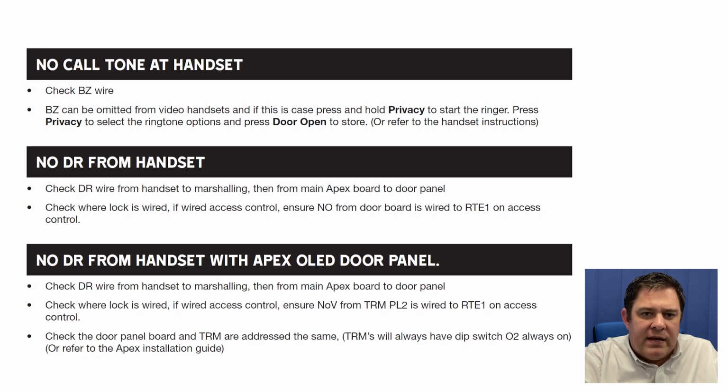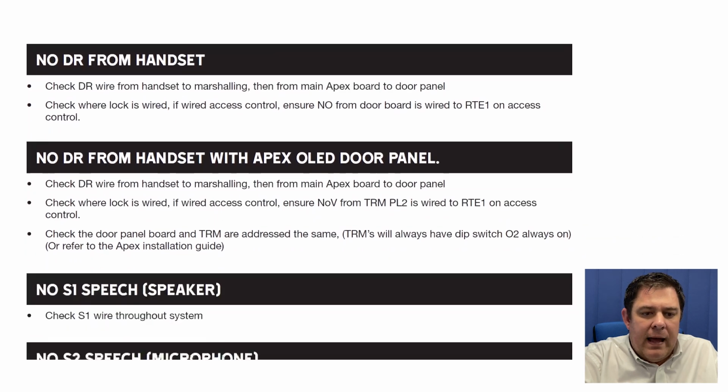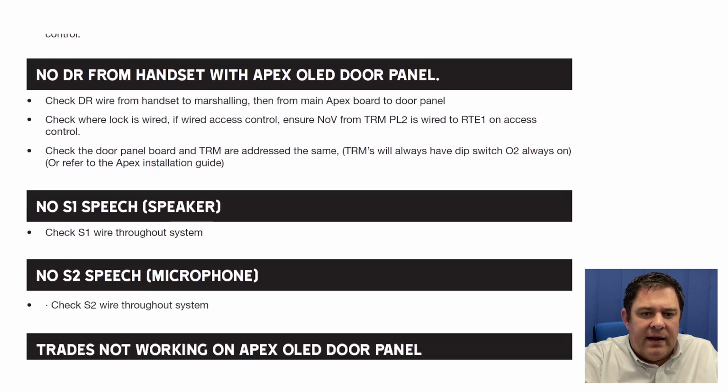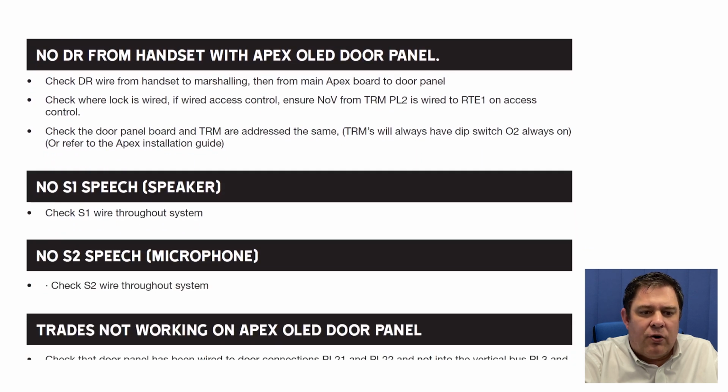To do that, you press and hold the privacy button on the video handset and it will take you into external or the ringtone. If you want to set it to ring without a BZ wire, you select the ringtone. To ring using the BZ wire, you select external. If you've got no lock releases, as we mentioned earlier, check your DR wiring. And again, it takes you through there, the DR wiring with no handset from the door panel.